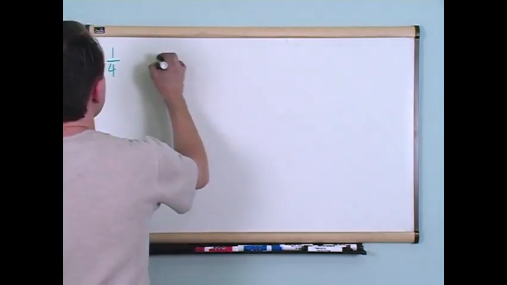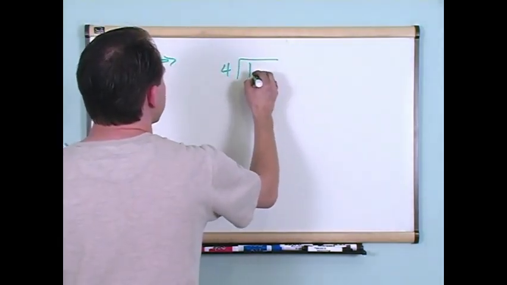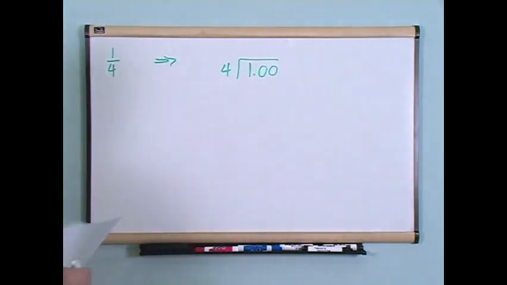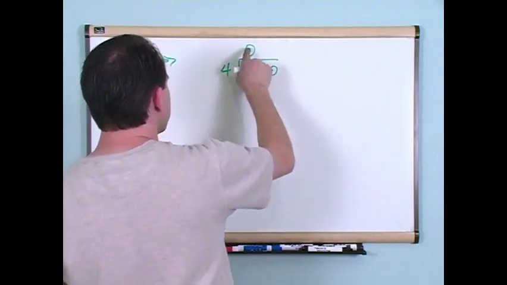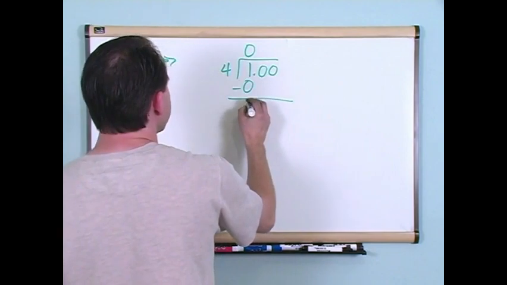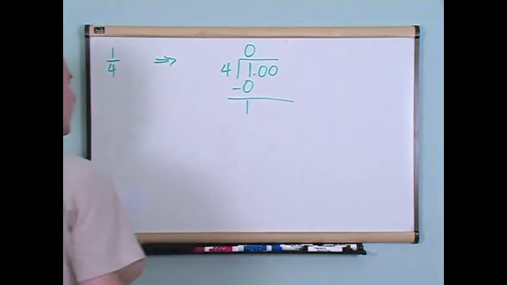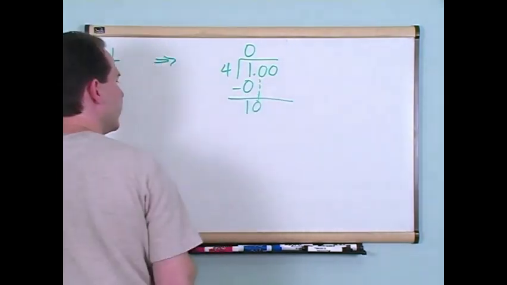Okay. Well, I have 1, and I'm dividing by 4. And I'm going to go ahead and put a couple zeros here. I'm dividing by 4. Can 4 go into 1? No, it can't, so I'll put a 0. 0 times 4 gives me 0. And I subtract. 1 minus 0 gives me 1. Okay? Can 4 go into 1? No, it can't, so I drag down a 0.